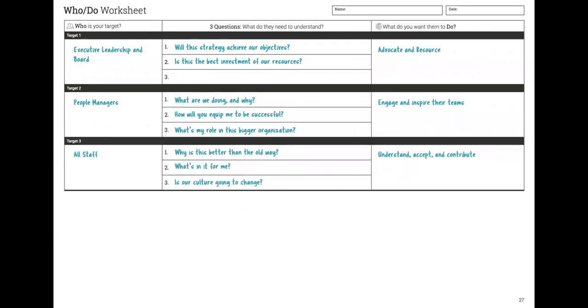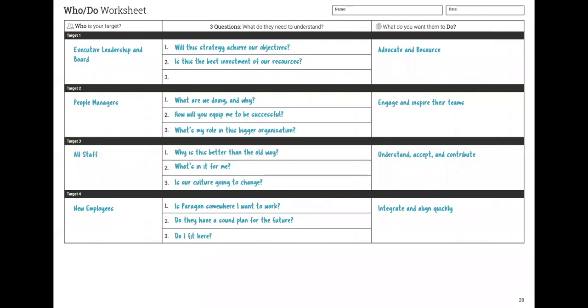From a staff perspective, the key here is they need to understand, accept, and contribute. So for them, we're going to have to answer questions like, why is this better than the old way? The big one, what's in it for me? And because this is a really culture-bound organization, is our culture going to change as a result of all this growth? This is not a small question, by the way, as we'll see as we start to explore barriers.